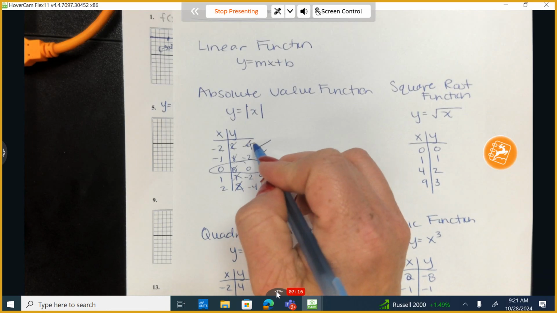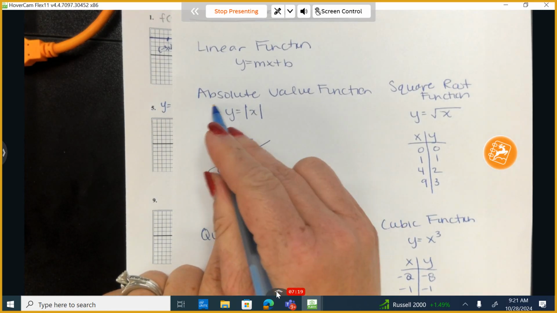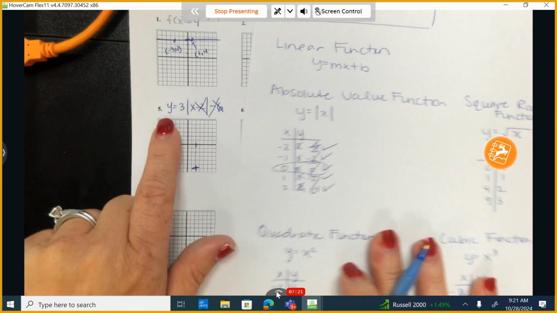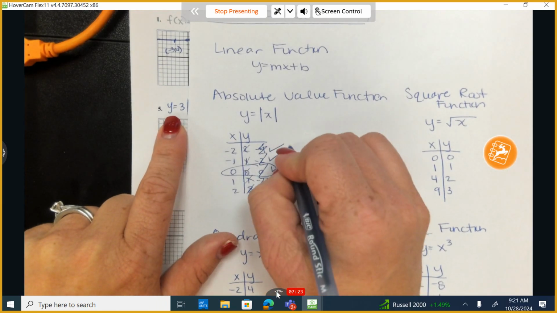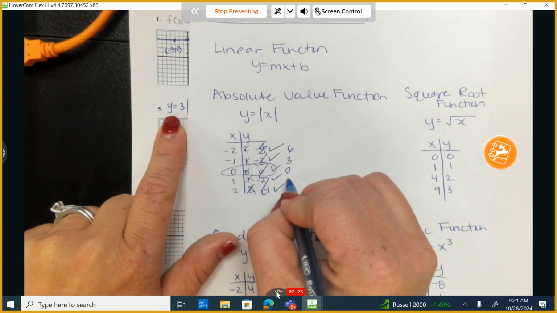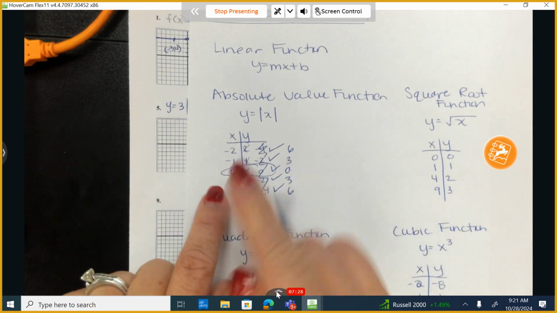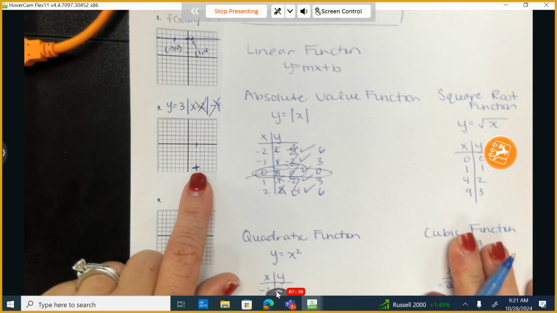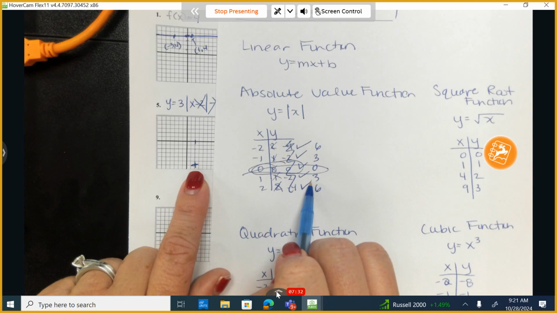I need to go to the y's, and I'm going to take this value for the absolute value function times, in this case, times 3. So 2 times 3 is 6. 1 times 3, 1 times 3, 2 times 3. So now I know 0, 0 is going to be the bullseye. I'm going to go 1 to the right and 3 up.